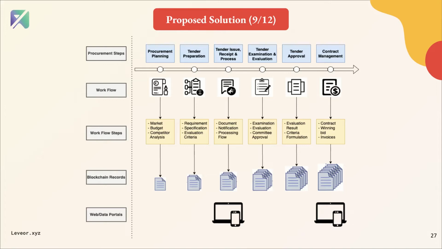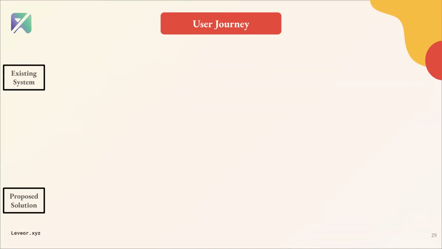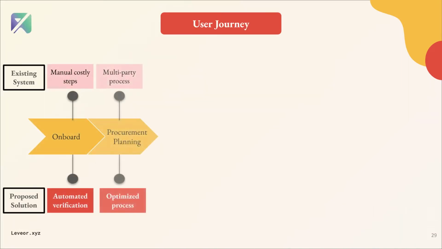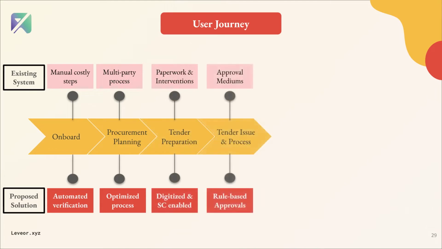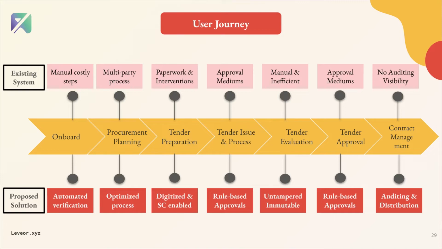We know that procurement has a lot of execution steps like advertising, evaluation, approval, etc. And on that basis, we identified 6 core steps in e-procurement. And all of these steps directly align with Open Contracting Data Standards. From a user perspective, the existing e-governance systems are mostly long processes with little auditing visibility, whereas our proposed solution leverages blockchain to digitize, automate, and streamline the system to be untampered, immutable, and audited or verified.